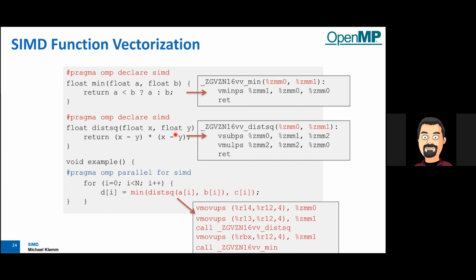Or in the disksq function, you see that there are vector instructions to process a vector of x elements and a vector of y elements by subtracting them and then multiplying those results, squaring it. And then the return value also becomes a vector register. And down here in the SIMD loop, you can then call these SIMD versions of these functions and execute them.